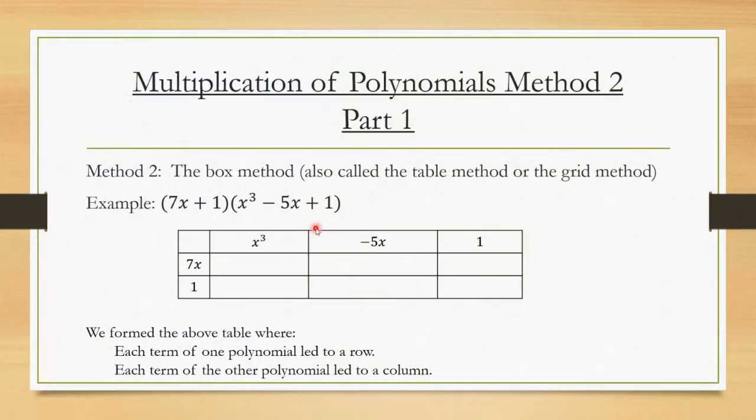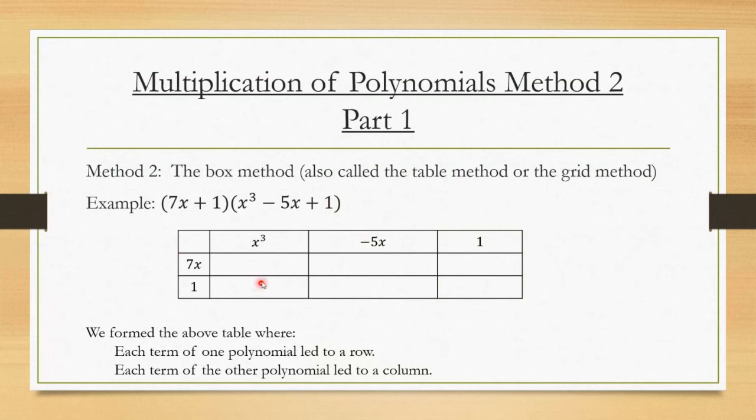So here's what I'm doing. For each term in one of the polynomials, I'm going to make a column, as you can see. Right, so x cubed here, we have a column. Minus 5x, we get another column. 1, we get another column. From the first polynomial, the other one that is, each term we get a row. 1 gives us another row. Doing so, we have this table with these empty boxes. Hence the name box method, or table method, I should say, grid method.